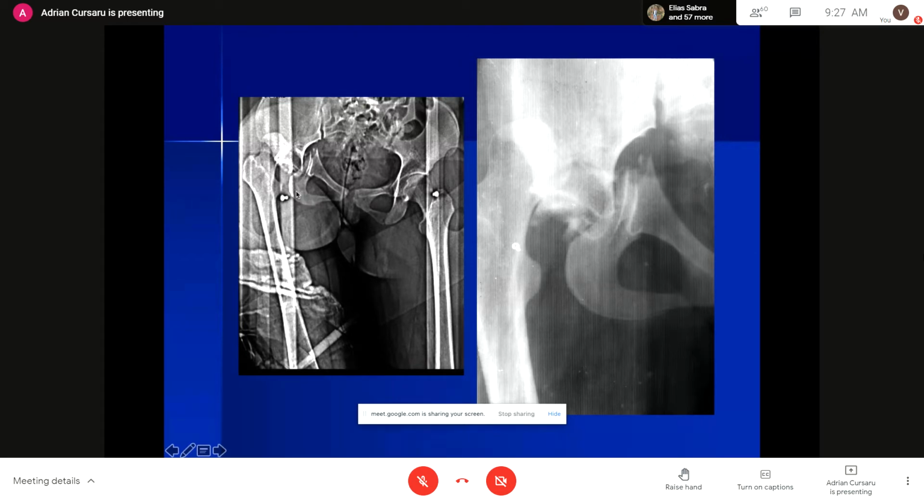Anatomically, that's the obturatory ring. Okay. We have 3 bones here. What's the name of the 3 bones that make the obturatory ring? Do you know? That's the ilion, ischion, and pubis. Okay, and here you can see it's a displaced fracture.